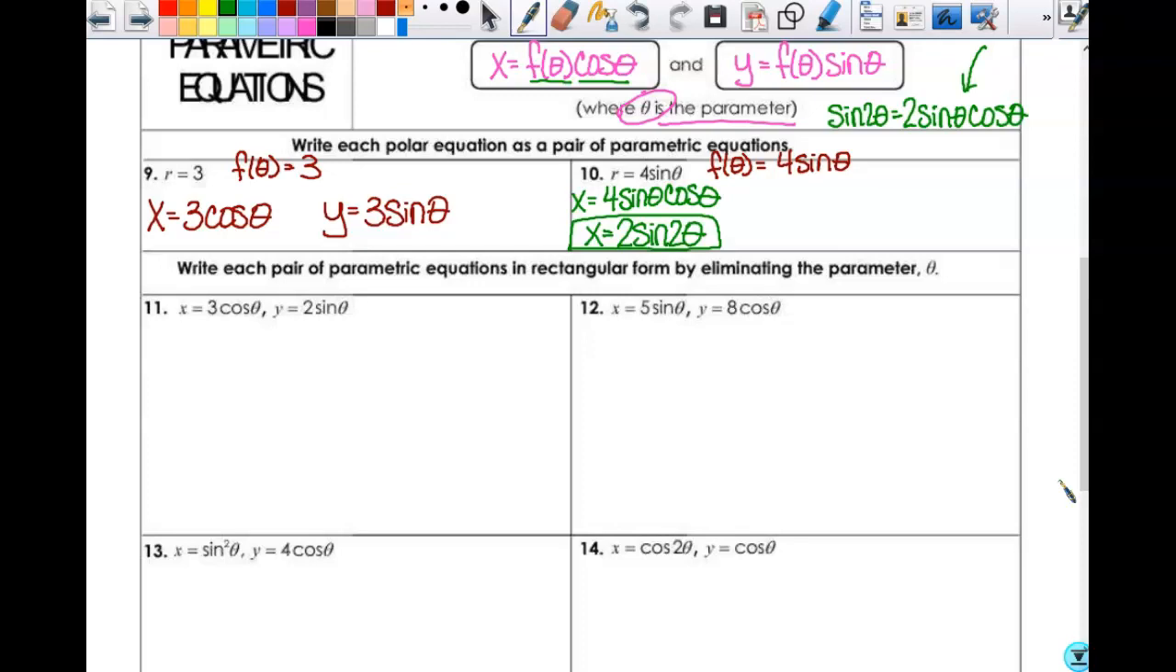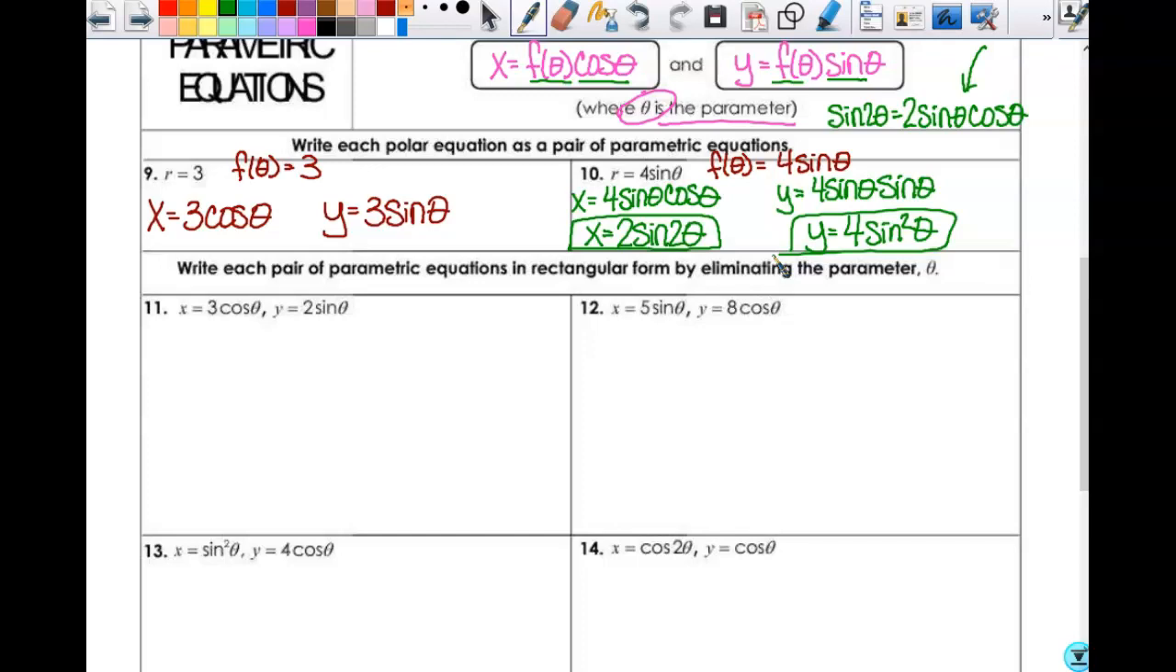All right, so then we have y equals f of theta, which is 4 sine theta, times sine theta. Well, what's sine theta times sine theta? Sine squared theta, so it's 4 sine squared theta. Any questions at all?